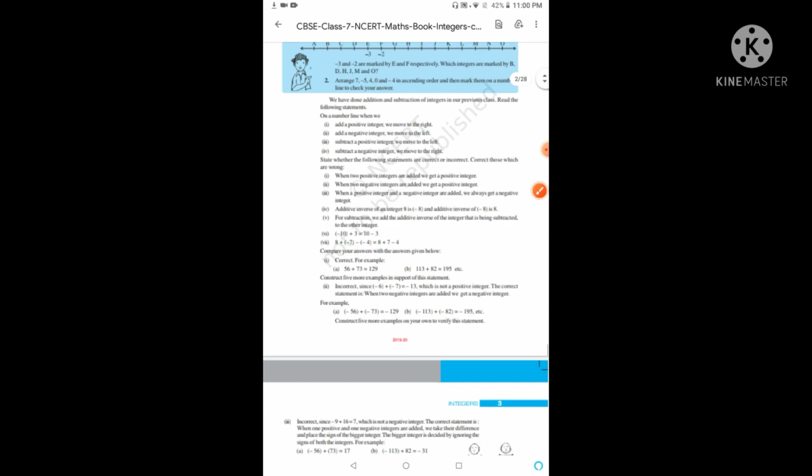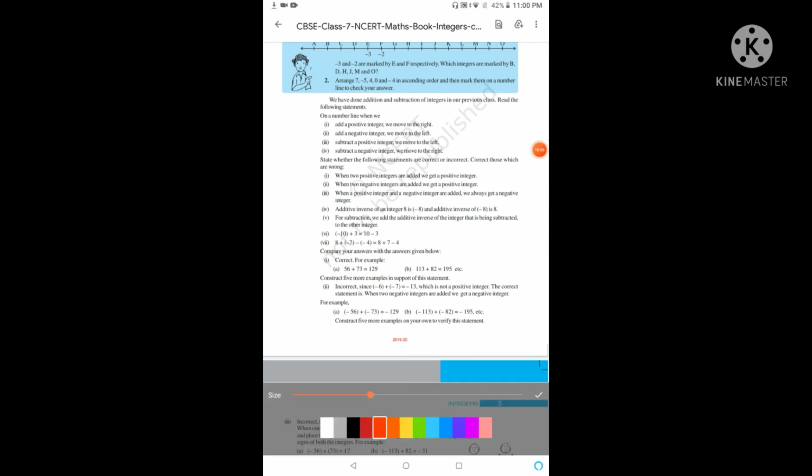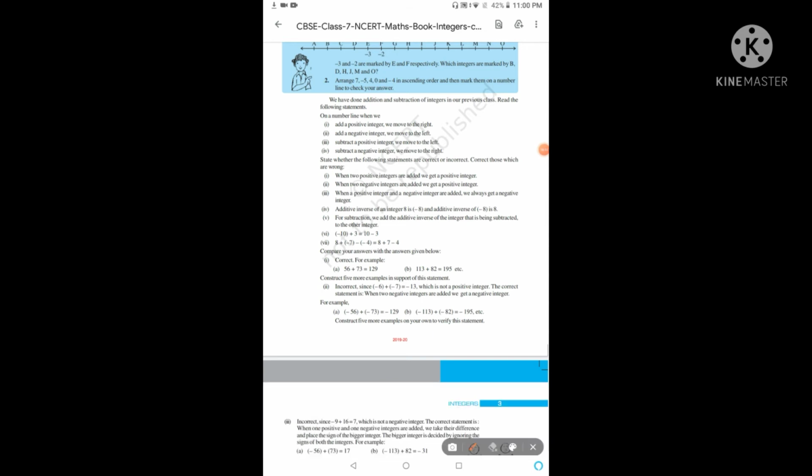Now next, for subtraction we add the additive inverse of the integer that is being subtracted to the other. For subtraction we add the additive inverse of the integer, meaning obviously when we convert a minus to its additive inverse, then obviously plus will come, positive will come.